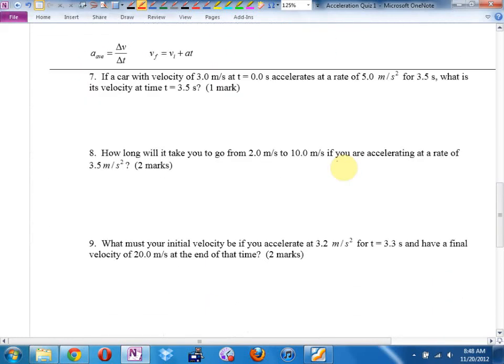Number 7, turning the page, or next page over. If a car with velocity 3 meters per second at time 0 accelerates at 5 meters per second squared for 3.5 seconds, what's its velocity at that time? Oh, you know what? I think what it's really saying is what's v final, which I'm pretty sure is v initial plus at. I'm pretty sure it's 3 plus 5 times 3.5. Can I do this in my head? 5 times 3 is 15. 5 times 0.5 is 2.5. So 17.5 plus 3 is 20.5? Yeah? Woohoo!